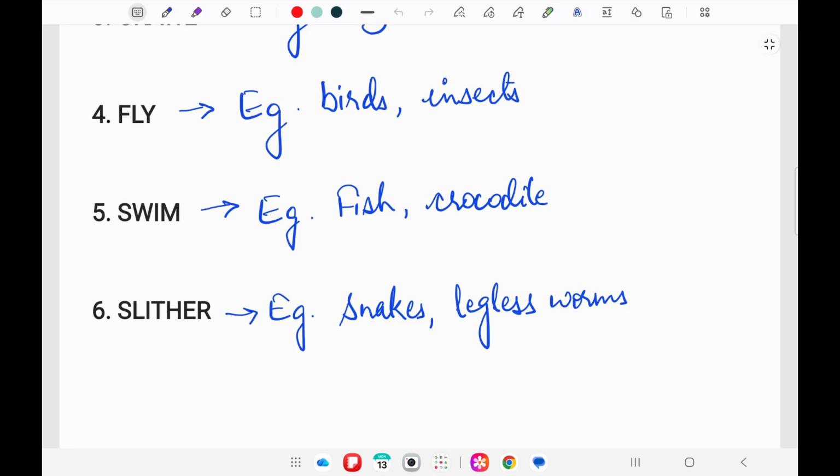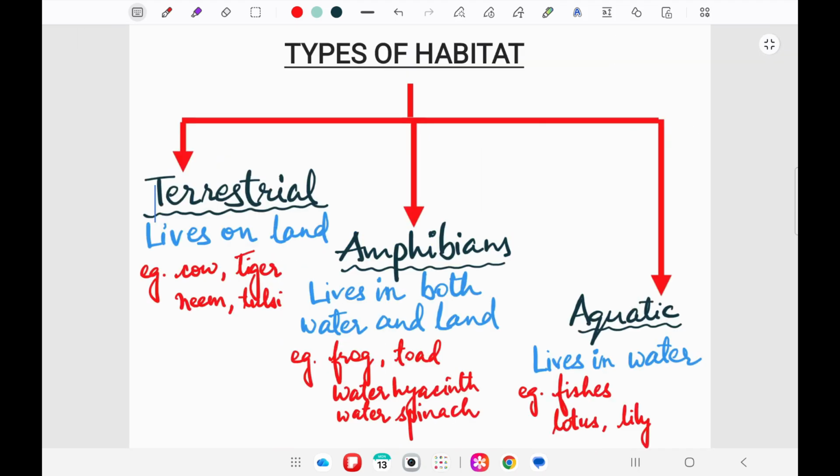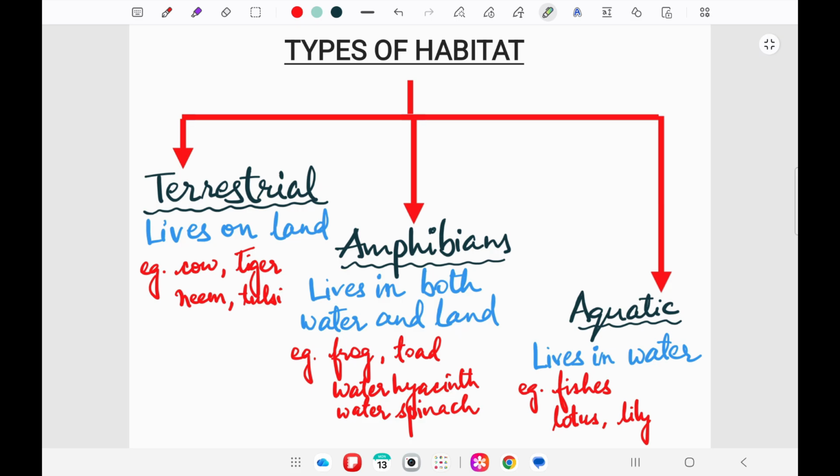Animals which swim are fish, crocodile, etc. And the animals which slither are snake and all the legless worms. We then learnt about the different types of habitat. First is the terrestrial habitat, where the organism lives on land. Examples of animals that live on land are humans, cow, tiger, etc. Examples of plants that live on land are neem and tulsi.